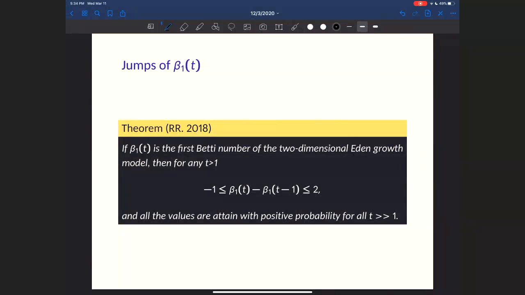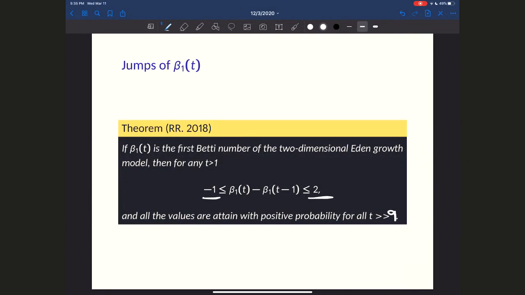So if Betti 1 is the first Betti number of the two-dimensional Eden growth model, then for any time, the difference between Betti 1 at t minus Betti 1 at t minus 1, so we're in 2 dimensions, is either you cover 1 hole, of course, either you do nothing, either you create 1 hole, or the upper boundary is to create 2 holes. So yes, you cannot create 3 holes, and all of the values are attained with positive probability for all times. Actually, here time is bigger than 9. This is not correct. Should be 9.